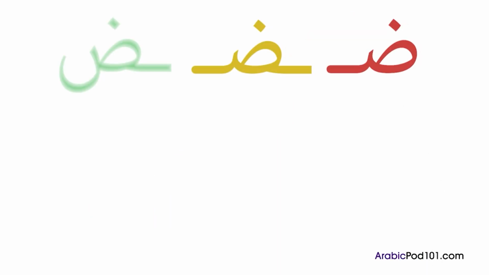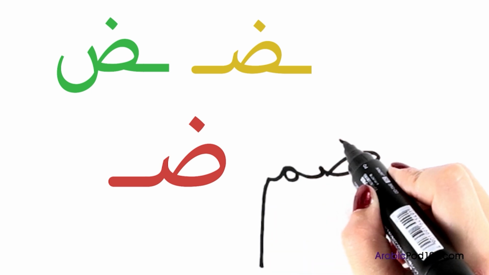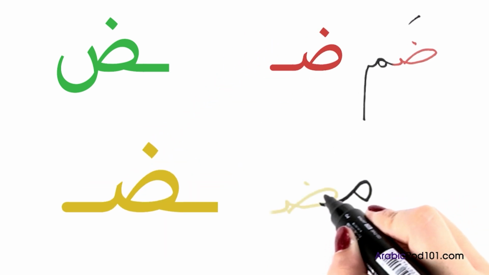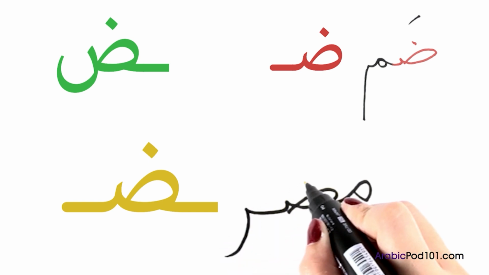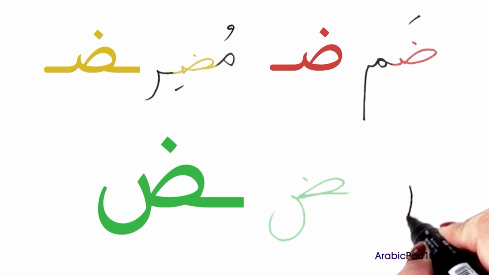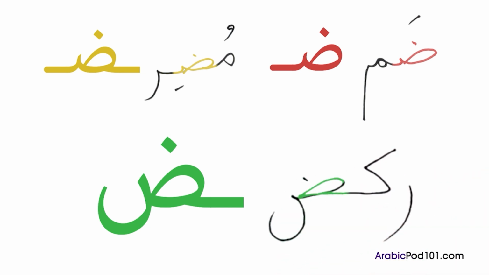Now let's check the rest of the forms. Initial, medial, final. Here's how to write them. Dad. These two letters also dip underneath the line when they are in the isolated and final form, just like these other letters. Do you remember them?